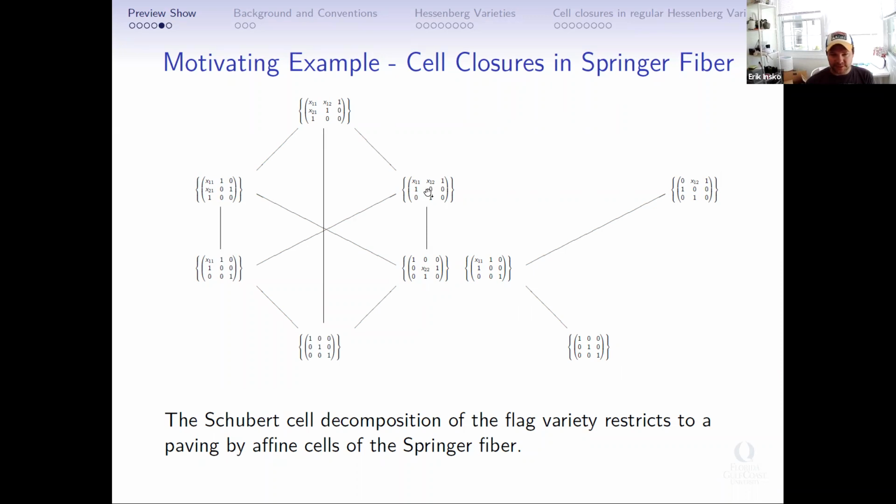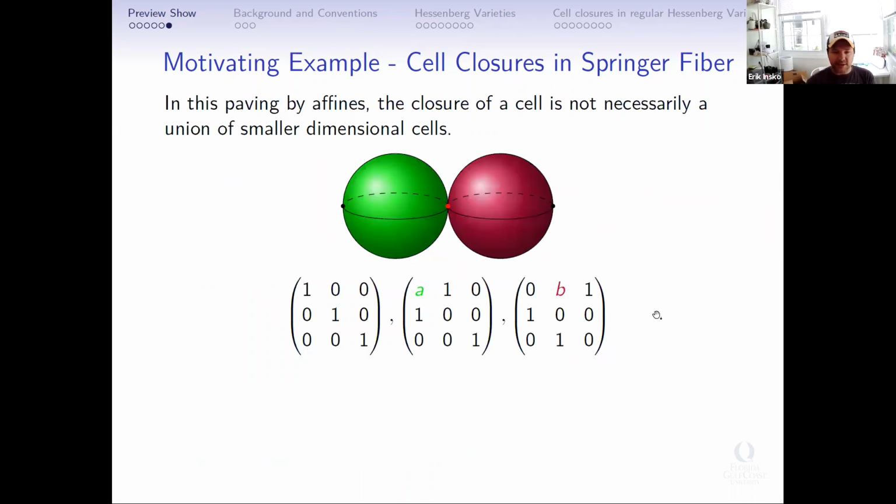So we started with a 2-dimensional cell, and when we restrict to the Springer fiber, we get a 1-dimensional cell. In fact, this entry here is forced to be 0. And topologically, what this looks like then is what's kind of a string of pearls. So we have 2 1-dimensional cells, and of course, this free variable here corresponds to a copy of C.